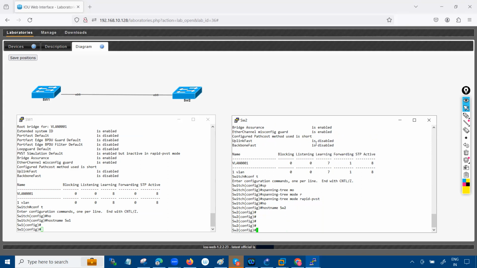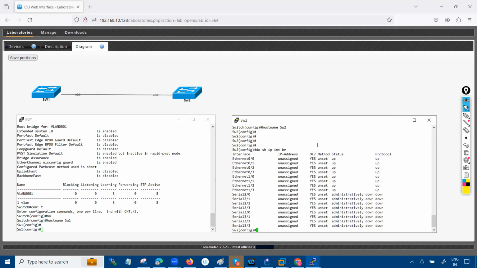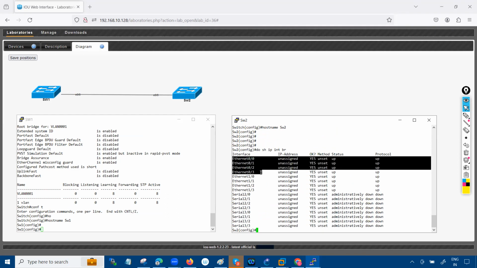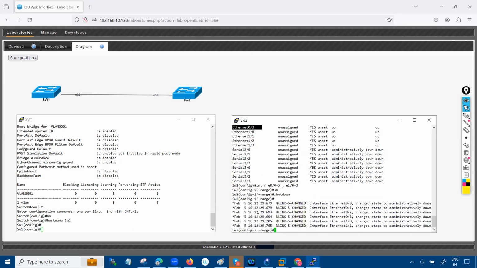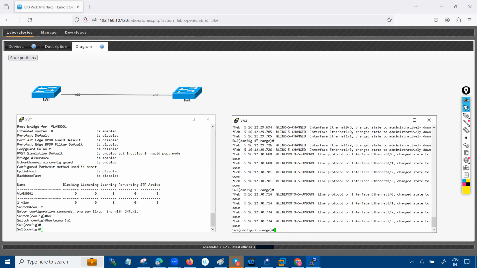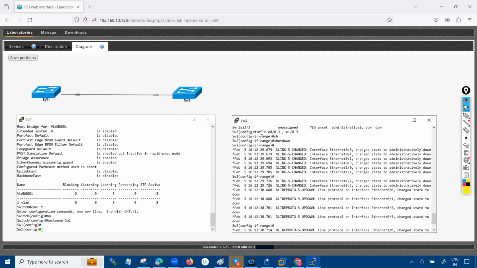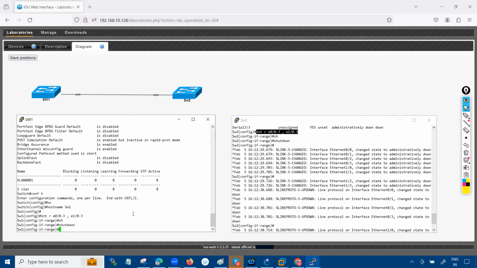Now what I can do is shut down all the interfaces which I don't need. I just have e0/0, so I'm going to shut down all the other ports right now. Interface range e0/0 to 3, then e1/0 to 3, shut down. Same thing on this one, shut down.